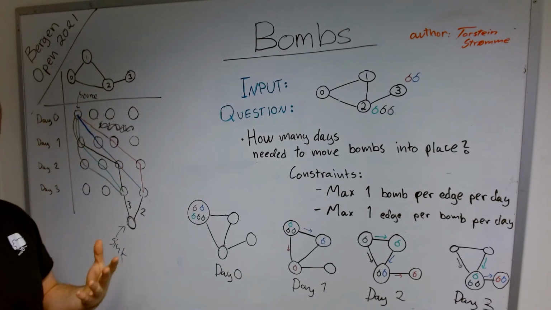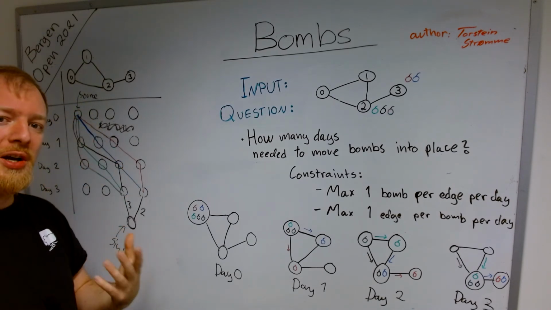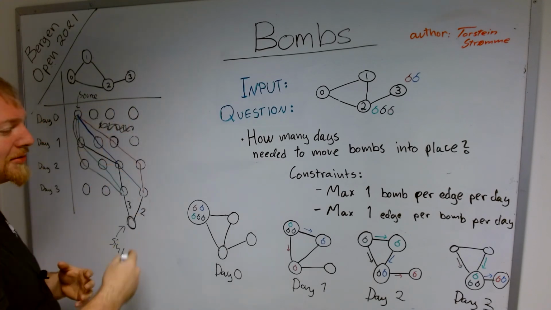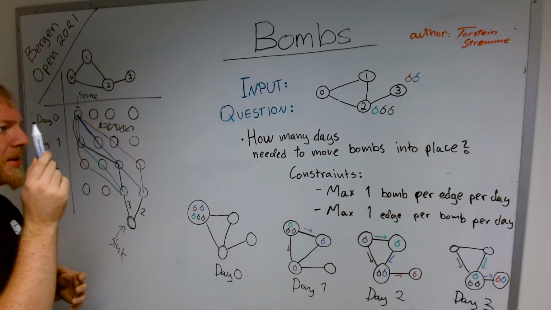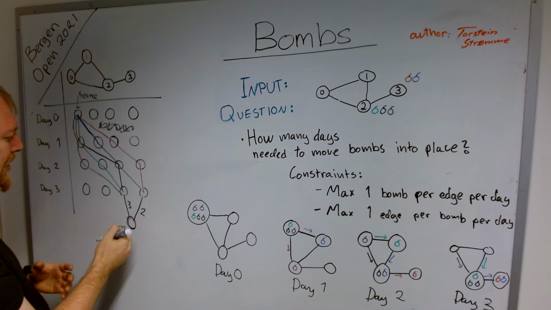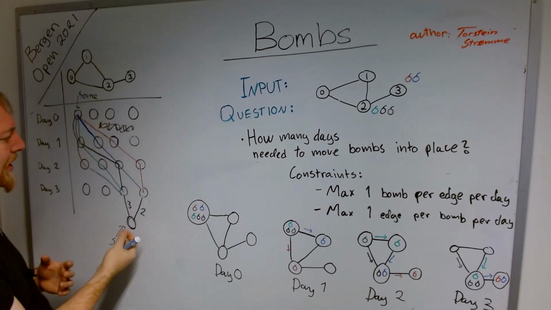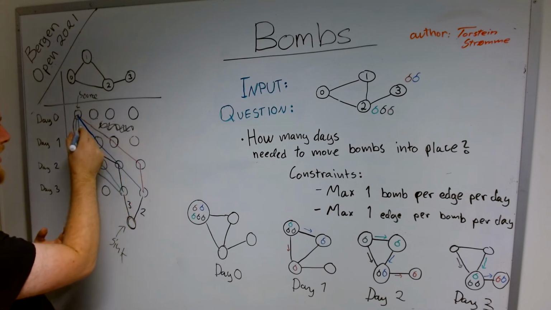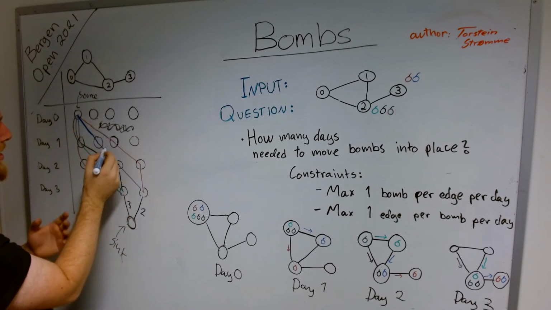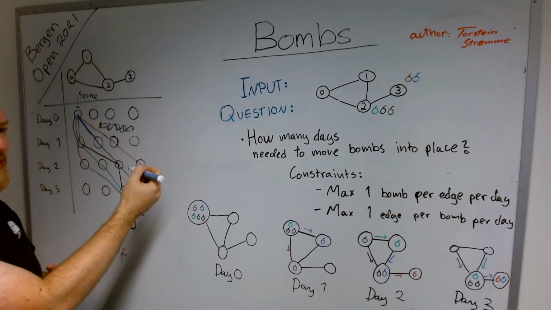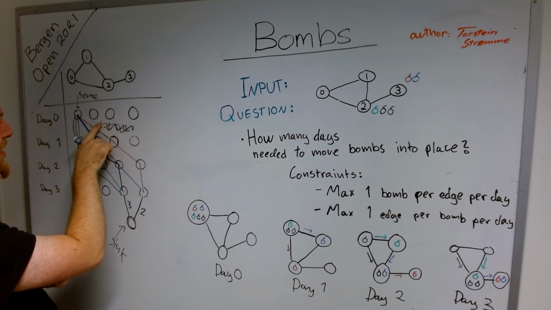So to see how to recover how the bumps move after you find the flow is quite easy. You pick one of the flows, and then if it moved like this, then it means that on this day it moved through this edge.